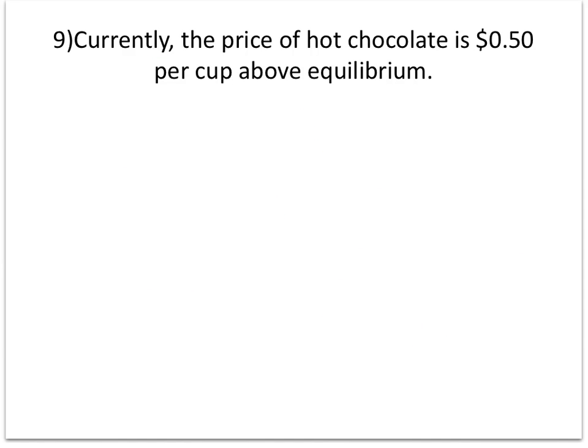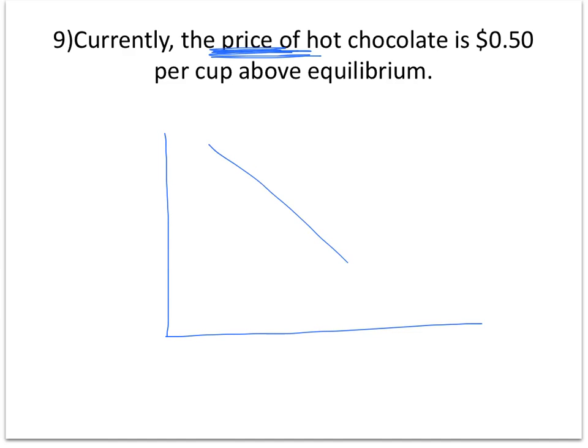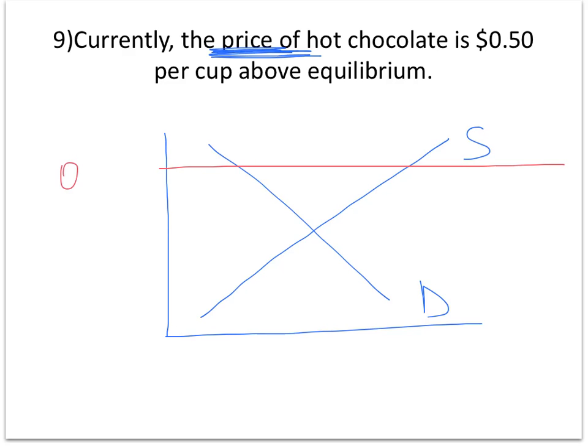Next, currently the price of hot chocolate is 0.50 per cup above equilibrium. Now we are talking about the price of the good we are analyzing. It's not a demand or supply shifter. It should be a movement along the curve. Okay, what it says, the market is not in equilibrium. This is supply, this is demand. The price is above the equilibrium, 0.50 cents. So what is going to happen in this market?